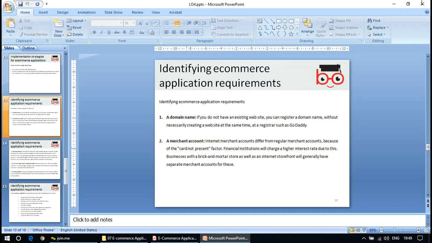So you need a domain name. You need a merchant account. This internet merchant account differs from a regular merchant account. If you have a store, then your online merchant account is different, because of the card not present factor. Mostly if you are getting a payment from the customer via card and PIN, or maybe even if it is contactless, then it's easy.